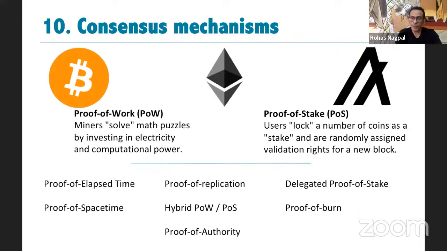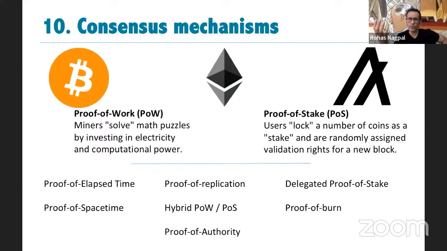Now, a more preferred one is called proof of stake, where users lock a number of coins as a stake, and then you get validation rights for a new block. Now, Algorand runs on it, and Ethereum, which is in the middle here. As of today, Ethereum runs on proof of work, but it is going to move to proof of stake once the merge happens, which is expected in 2022. I don't know whether it's actually going to happen on time.